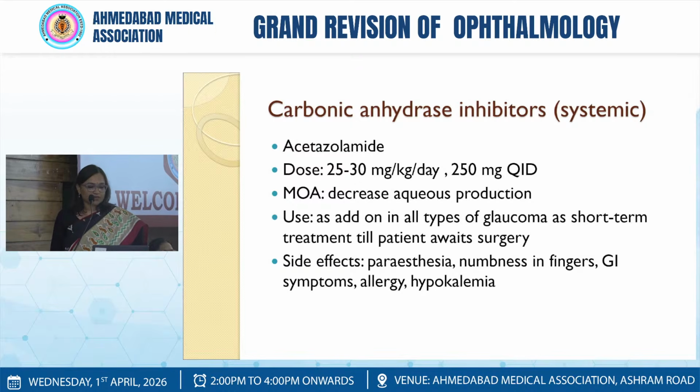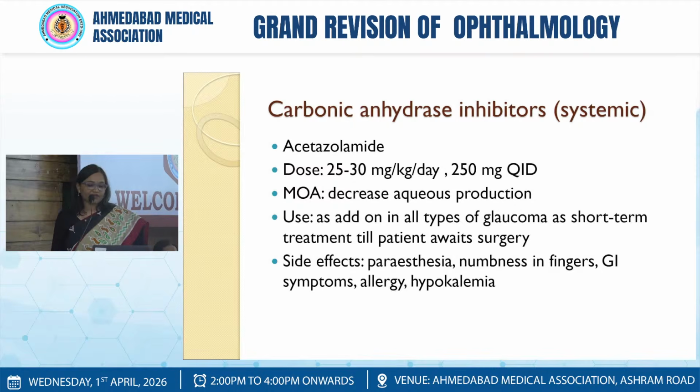Mechanism is the same. The systemic drug is used as an add-on to the topical anti-glaucoma medication, when the patient is on the maximum anti-glaucoma medication and still IOP is not controlled. So we are planning these patients for anti-glaucoma surgery, but till that time we can give systemic acetazolamide to control the intraocular pressure. Acetazolamide has too many side effects.